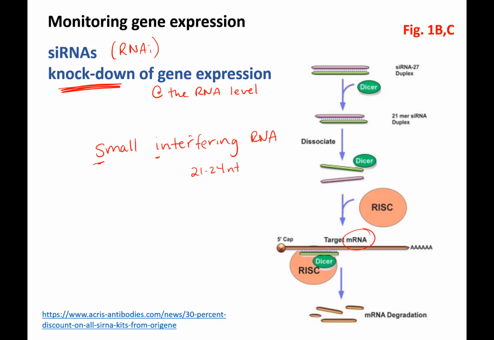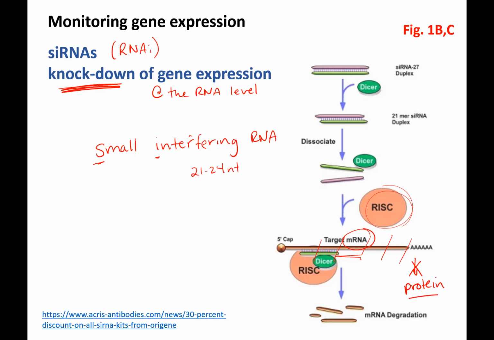And they associate with a protein complex called RISC. And RISC, once it is guided to the mRNA with the same sequence or sequence complementarity, the mRNA will get chewed up, sliced up. So if you don't have any mRNA, you don't have any protein expression.